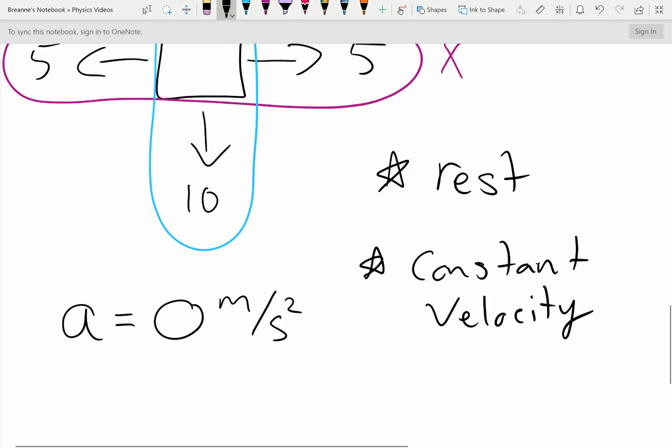A, object not moving, so of course there's no acceleration. Or B, constant velocity. Constant velocity means your velocity is not changing. The whole definition of acceleration is the change in velocity. So we don't have any change, we can't have any acceleration.